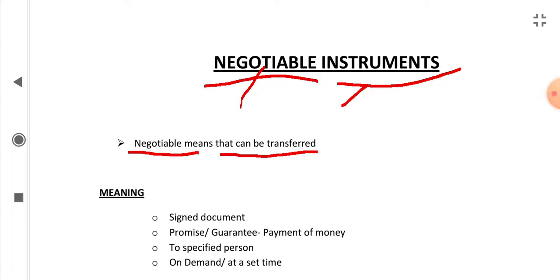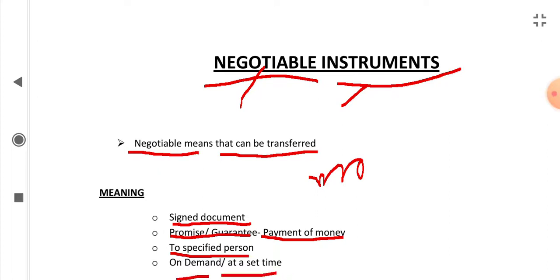These are signed documents. There is a signature on these documents which promises or guarantees payment of money. It means whoever is the holder of these instruments will have a promise or guarantee that he will get the payment. The promise or guarantee of payment is to a specified person, the holder or payee, either on demand or at a set time.